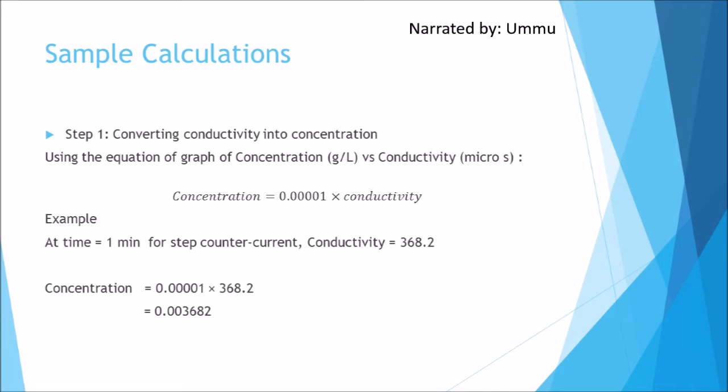The concentration of the tracer at the outlet is calculated using the formula shown. This formula is obtained from the concentration versus conductivity calibration curve with the assumption that the graph is linear and begins from zero to prevent negative values of concentration.